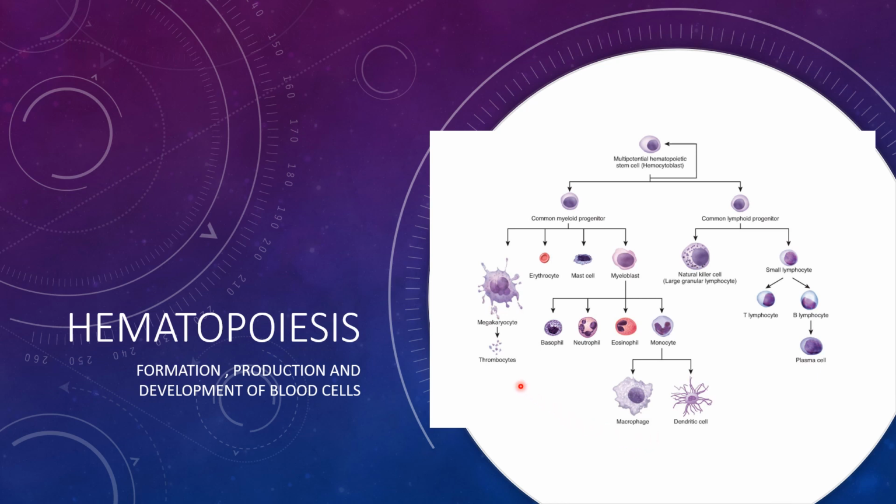On the other hand, the megakaryocytes start to shed, causing the formation of your platelets or thrombocytes. Now let's go to your common lymphoid progenitor. It will give rise to your natural killer cells, known as large granular lymphocytes, and also your small lymphocytes. Your small lymphocytes will vary depending on the location where they mature.